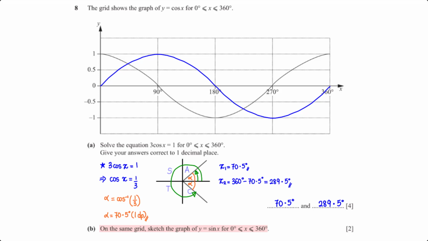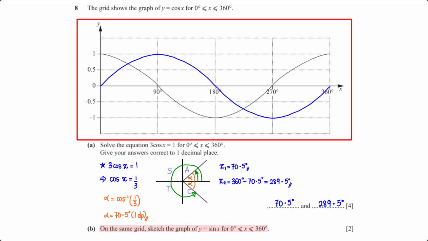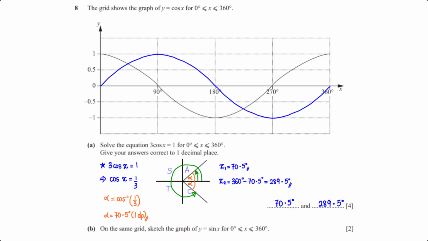On the same grid, sketch the graph of y equals sine x for x greater than or equal to 0 degrees and less than or equal to 360 degrees. On the grid, we've drawn the graph for y equals sine x, which you can memorize or plot some sample points to help draw out the shape.